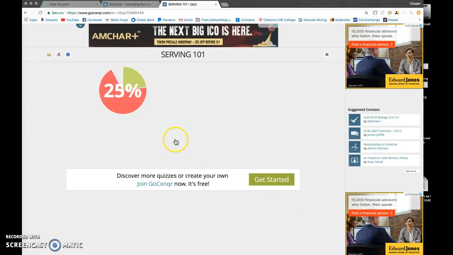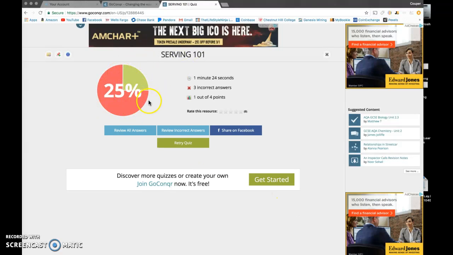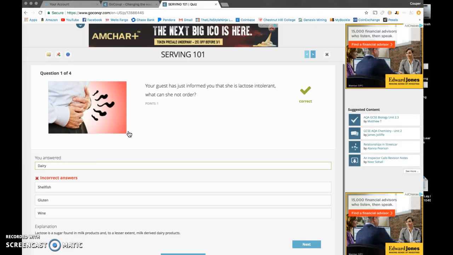And it's really neat, shows you how many got right, how many got wrong. So I got 25% right, I got 3 incorrect. It tells you how long it took and how many points you got out. Since there's only 4 questions, it's out of 4 points. And then you could view all your answers.